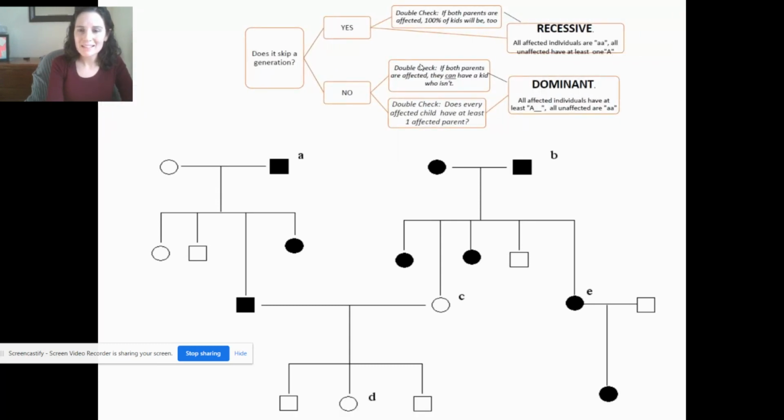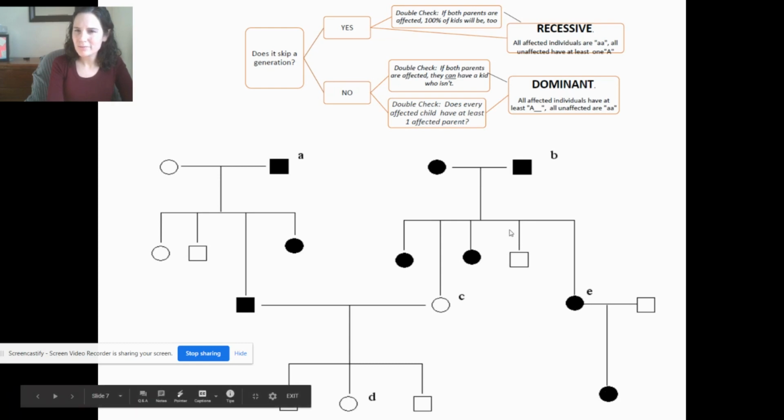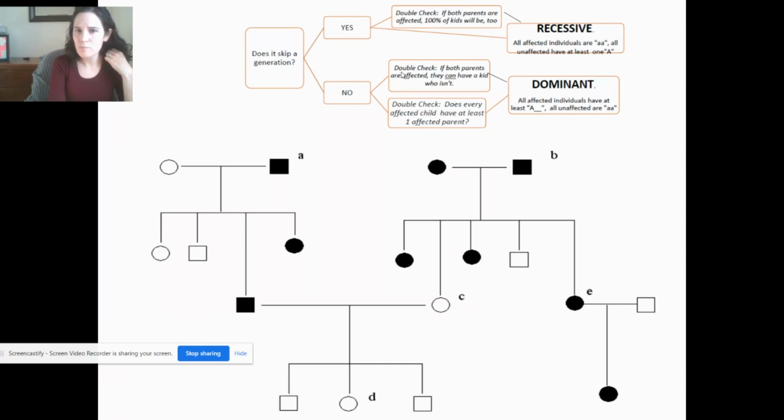Second question, does it ever skip a generation? Let's see, parent to child, parent to child, parent to child. So this one, probably not, but I'm not 100% sure. And then let's use the double check. Do I ever have a case where both parents are affected? Yeah, both of these guys are affected by the trait, and somehow they have a kid who is not affected right here and right here. The only way that that's possible is if this is a dominant trait.